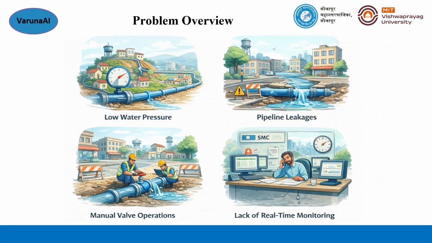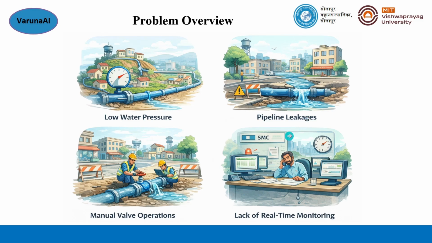To summarize, the major challenges in the current water distribution system are: the first is low water pressure, that is, higher elevation and the tail-end zones receive insufficient water. Second is pipeline leakages, that is, old and damaged pipelines result in continuous water loss and wastage. Third is manual valve operations, that is, dependence on manual control introduces human errors and delays in supply regulation. And fourth is lack of real-time monitoring. Authorities do not have live data on pressure and flow, which limits their proactive decision making.